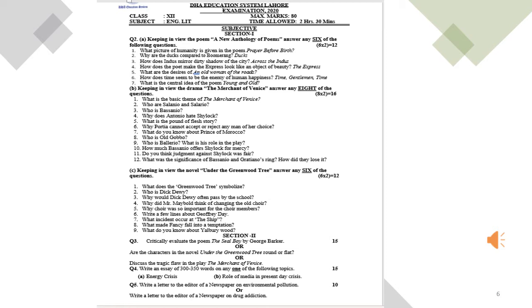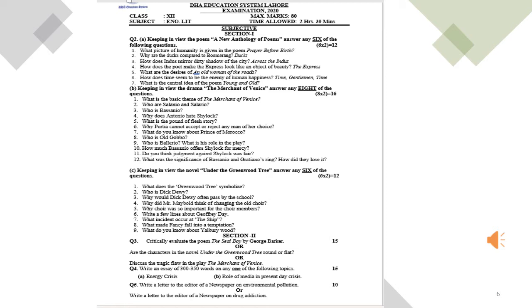Next, there is question 4, which is about essay writing. It has 15 marks and the word limit is 300 to 350 words. It means if you are going to write 7 to 8 paragraphs, you can cover this word limit. 2 topics will be given for the essay writing. You have to write an essay on any one of these 2 topics.